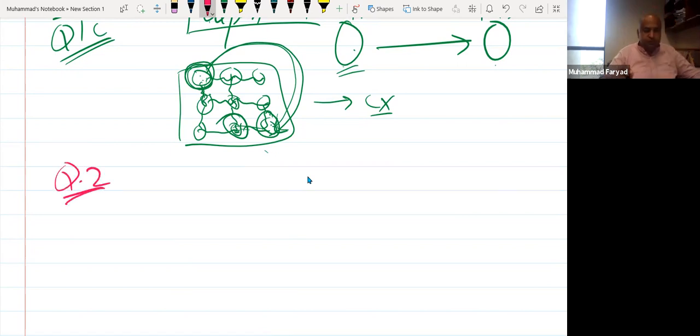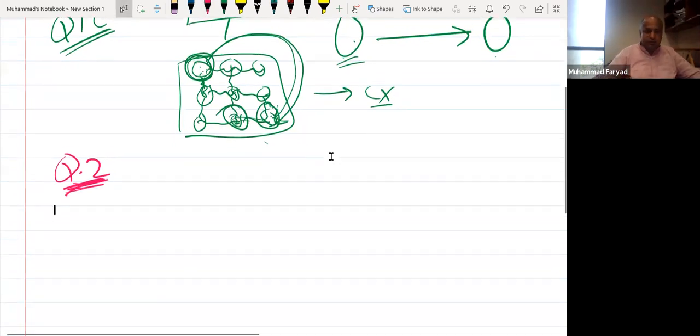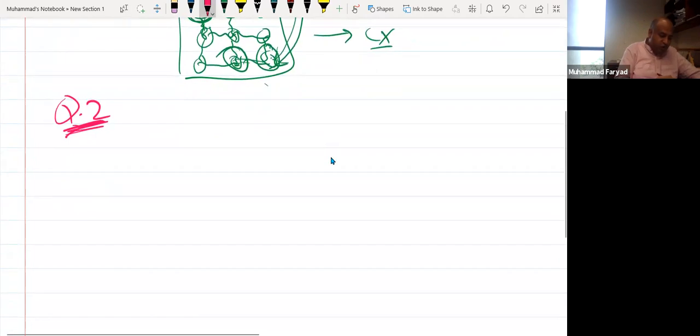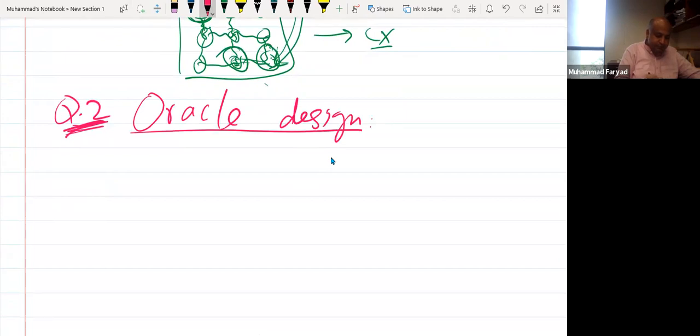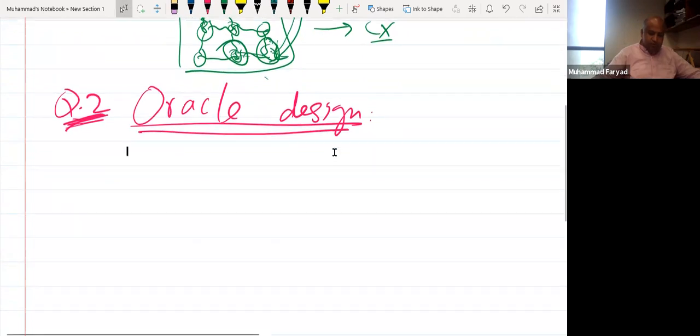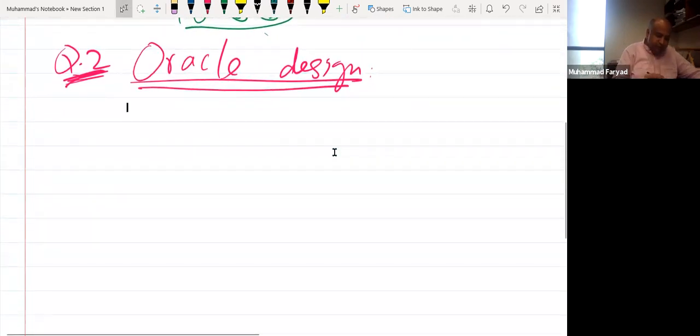This was a problem that many students struggled with, and it was a problem related to oracle design. I want to address this problem in detail because this appears again and again in several algorithms. So an oracle, if you recall, is a circuit like this.